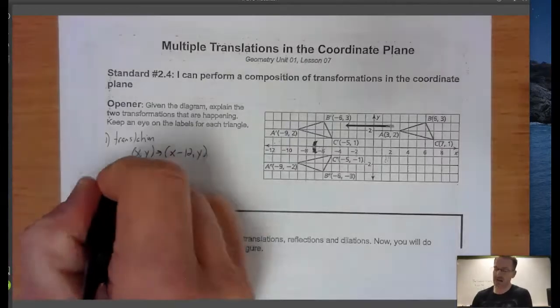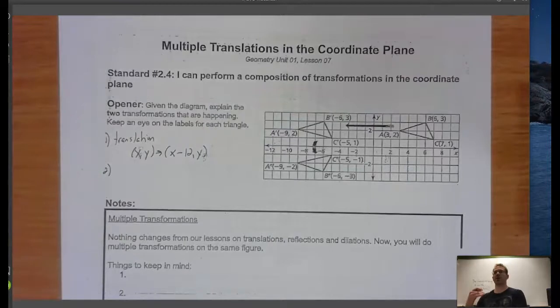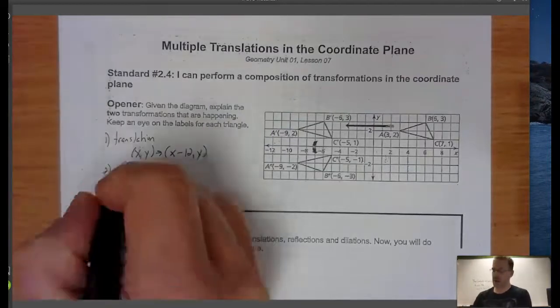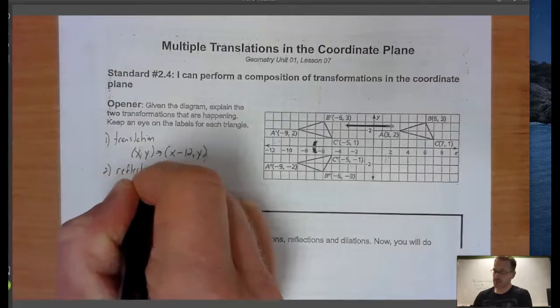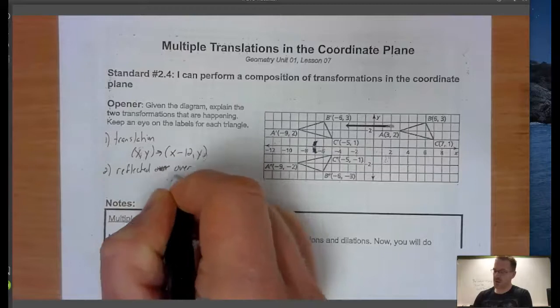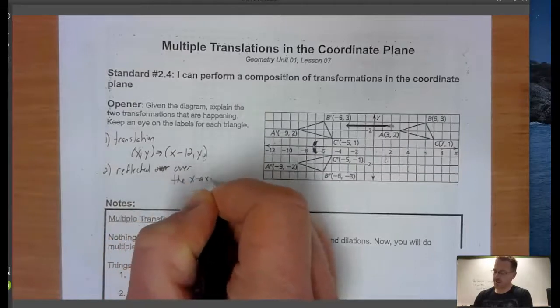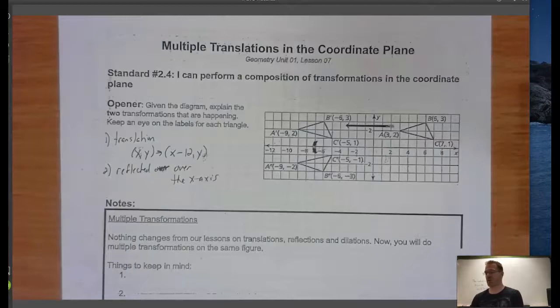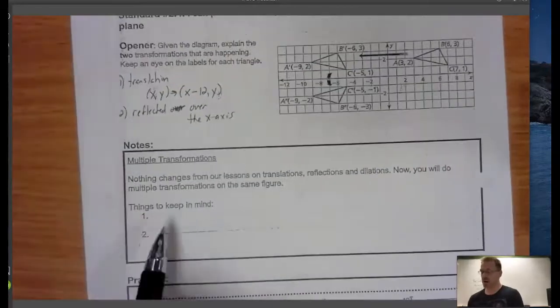Then our second transformation, it looked like we now reflected over the x-axis. All right? So that's what happened. And notice you have done this before. So once again, no new skills, no new concepts to teach you. We're just going to perform the same things that you have been doing, just multiple pieces at a time versus one single transformation.